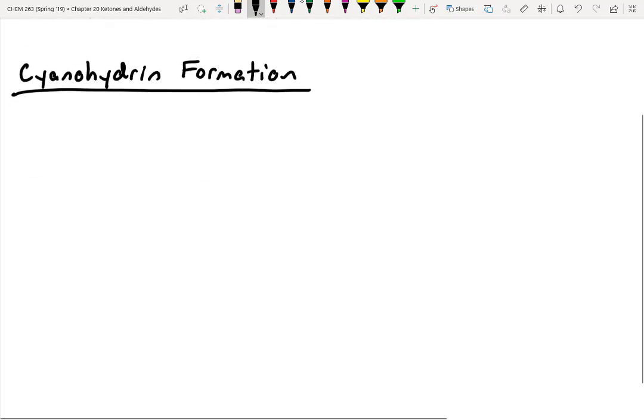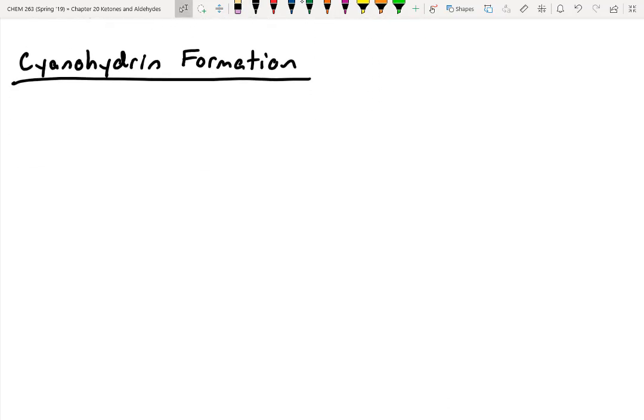This comes into play more when we get into carbohydrates. We'll see this in the carbohydrate chapter. Like I said, carbohydrates are really just fancy aldehydes and ketones. You don't see this a lot for synthesis outside of carbohydrates. But let's take a look at it, and we'll do our best to figure out what's going on.